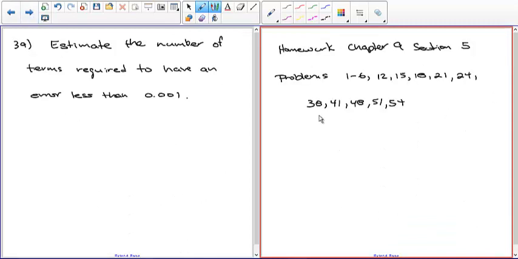Okay, so there you go. There's the homework for that section. If you have one, don't worry, it won't be that complicated.